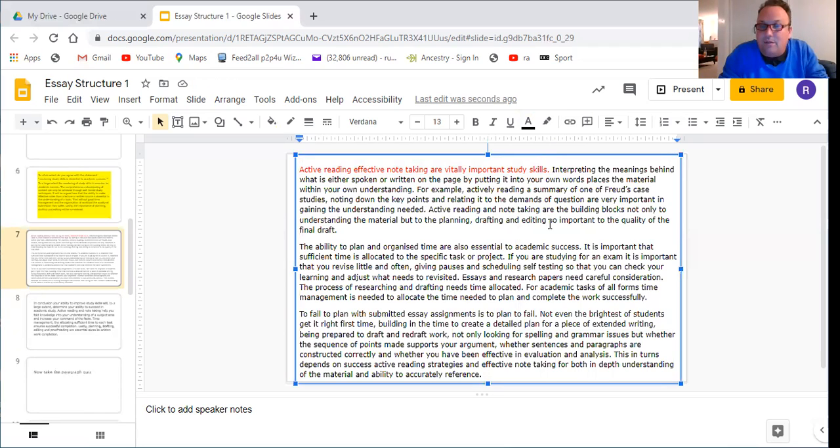Active reading, effective note-taking are vitally important study skills. What's this paragraph about? It's about effective reading and effective note-taking. The next paragraph is introduced by the topic sentence.